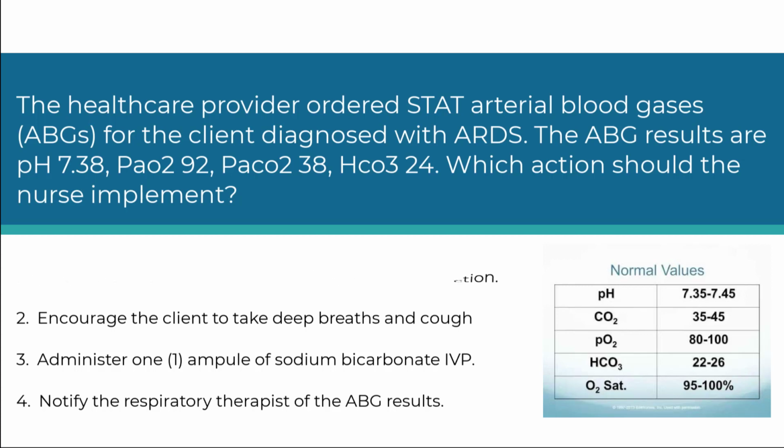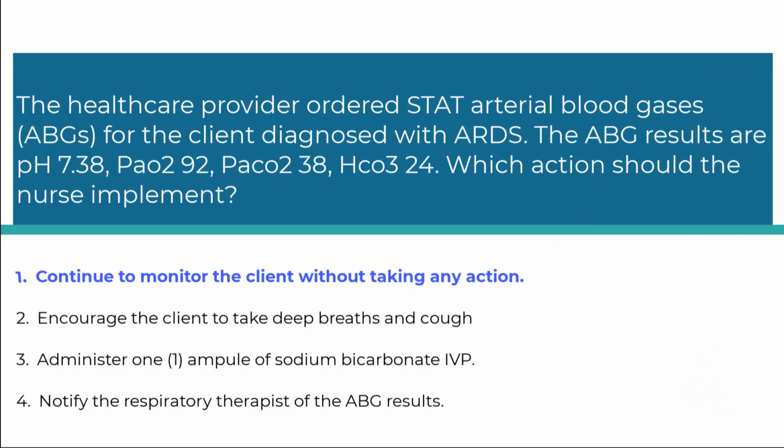Number 1 is the correct answer. These arterial blood gases are within normal limits, and therefore the nurse should not take any action except to continue to monitor the client. The other answers are interventions for abnormal blood gases. Number 2 is the intervention for respiratory acidosis. Number 3 is what you would administer for metabolic acidosis. And number 4, the respiratory therapist does not have to be called for a normal ABG.